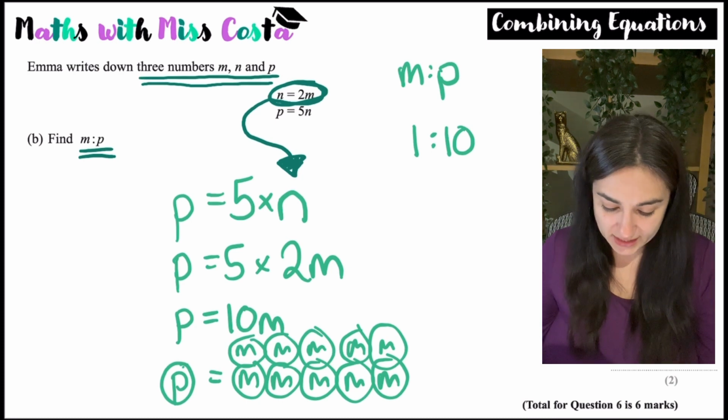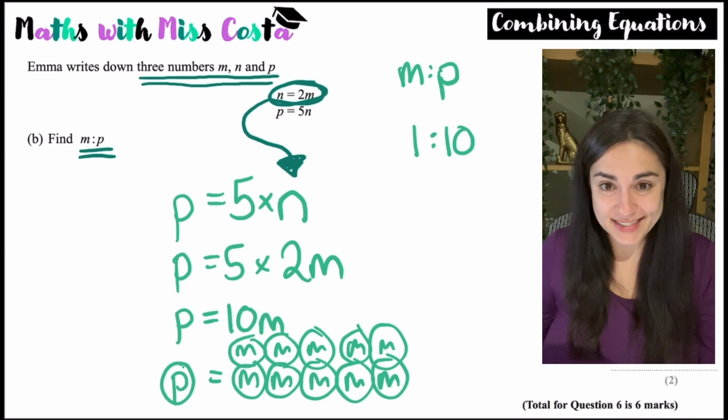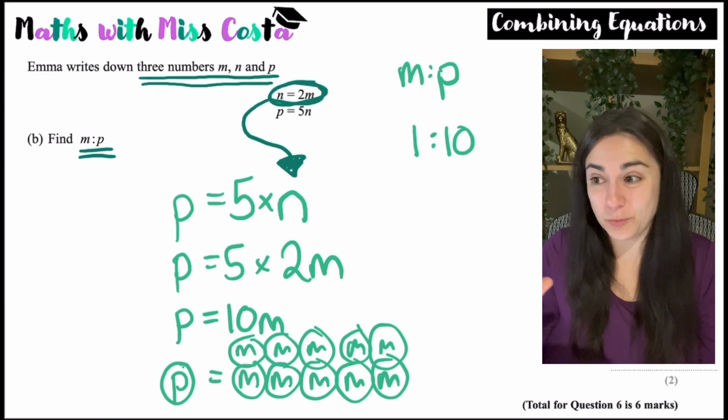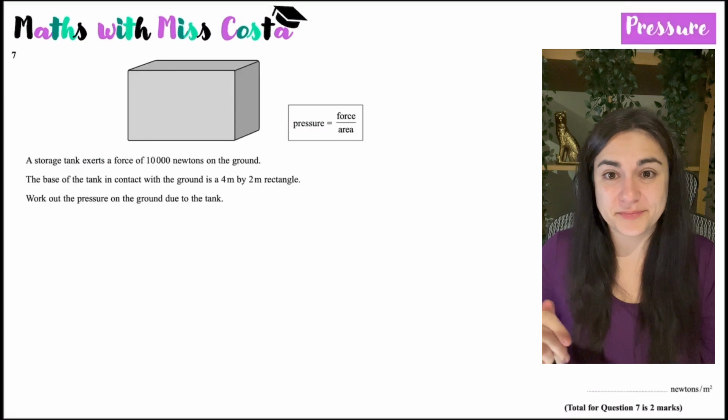Now, a lot of people write 10 to 1 because they get a little bit confused, but hopefully that visual helps explain that P is equivalent to 10 lots of m, therefore it is 10 times larger, because one little m is a tenth of P.